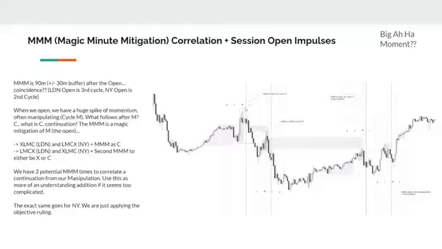So it's saying that magic minute mitigation times is the start of the continuation of M, which is our manipulation. So it's a continuation of M. That's why we have those mitigations at that time, right? So that's the big aha. Looking at New York, we have L first, because it's creating internal liquidity mitigation cycle.